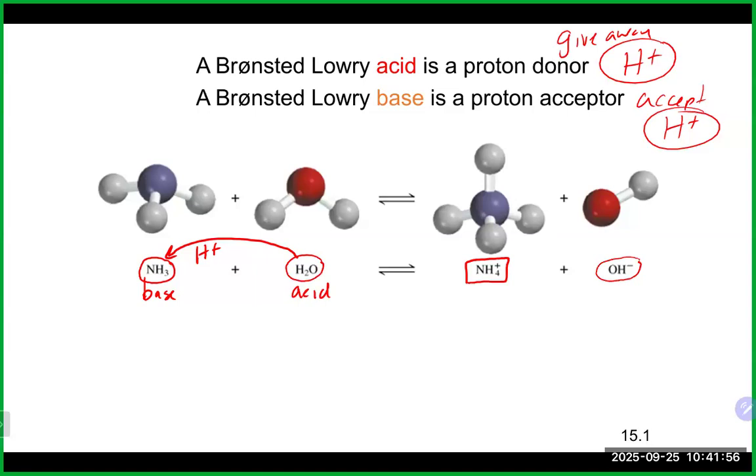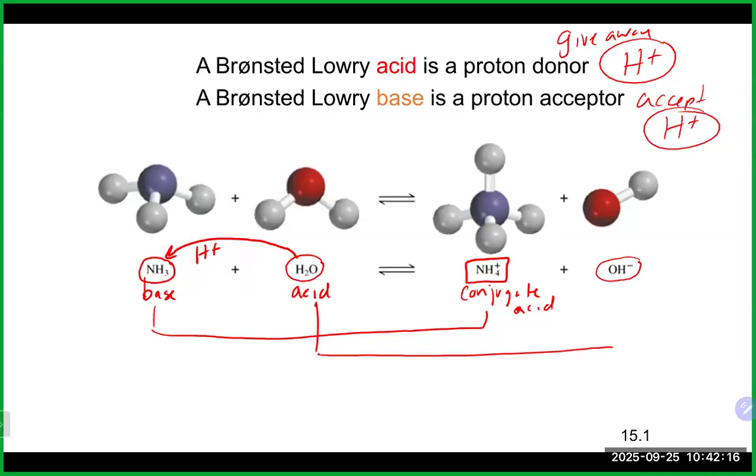The Bronsted Lowry definition creates pairs of substances on both sides of the equation here. So the base on this side is related to what is known as the conjugate acid on the other side. And the acid on the left is related to what is known as the conjugate base on the other side.